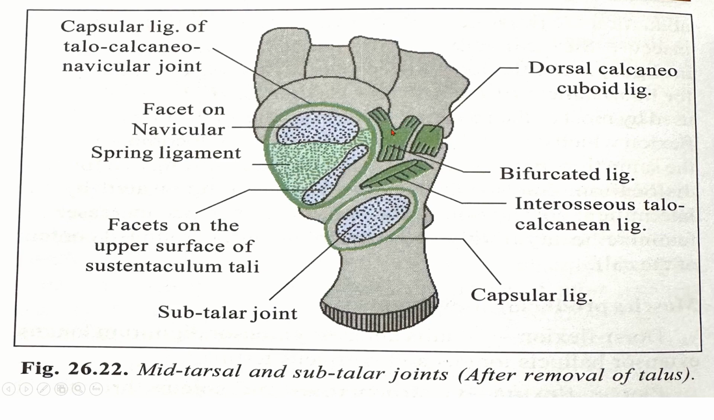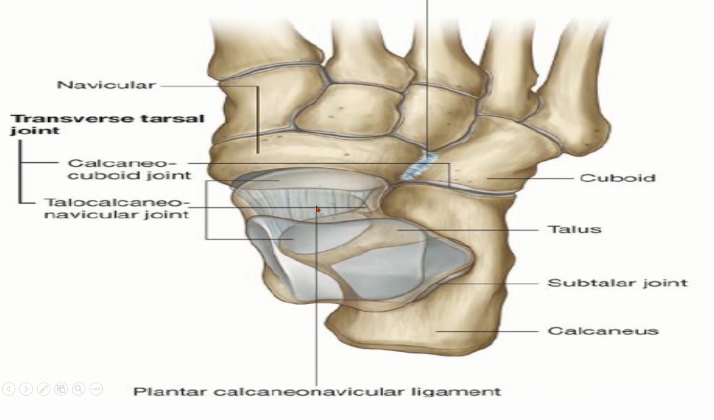This receives the head of the talus, forming the ball and socket type of joint. And you can also see this is the bifurcated ligament. This is the medial part and this is the lateral part. And you can see this is the dorsal calcaneo-cuboid ligament, which is related to the calcaneo-cuboid joint. And this is the interosseous talocalcaneal ligament, which is related to the subtalar joint. You can observe here, this is the talus. You can see this is the head of the talus joining with the concave surface which is formed by the navicular, spring ligament and the sustentaculum tali, forming the ball and socket type of talocalcaneo-navicular joint.